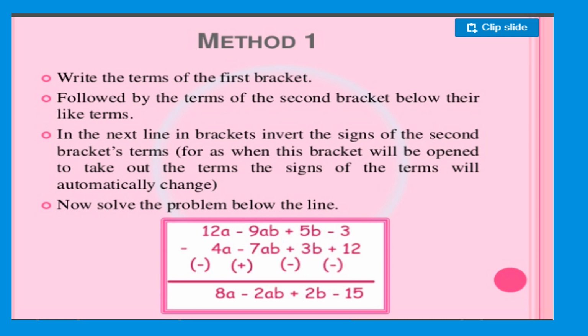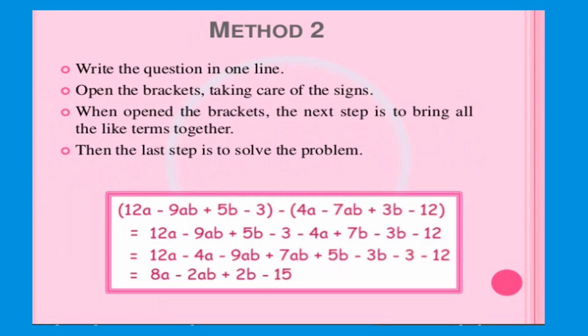Next, 5 take away 3 becomes 2b. Sign of the greater number, plus 2b. Here what happens? One is minus, one is plus. 9 take away 7, 2, minus 2ab. Here one is plus, one is minus. 12 take away 4, it is 8a. So 8a minus 2ab plus 2b minus 15.